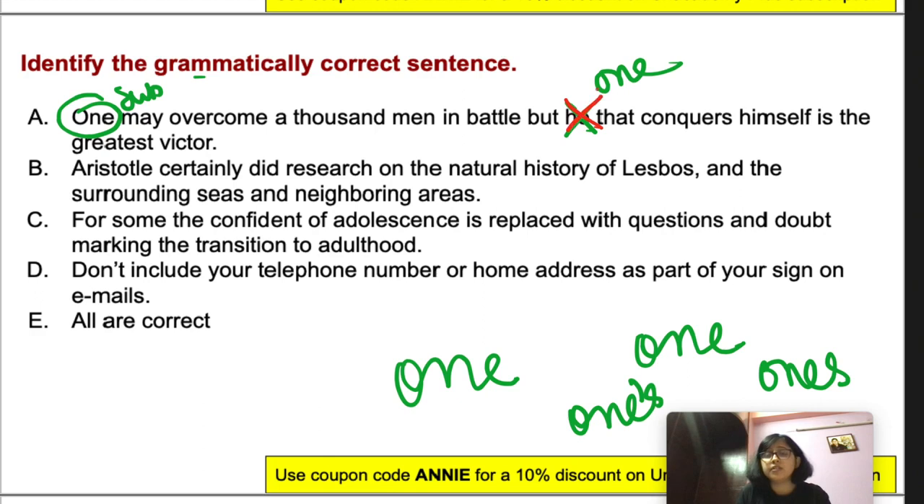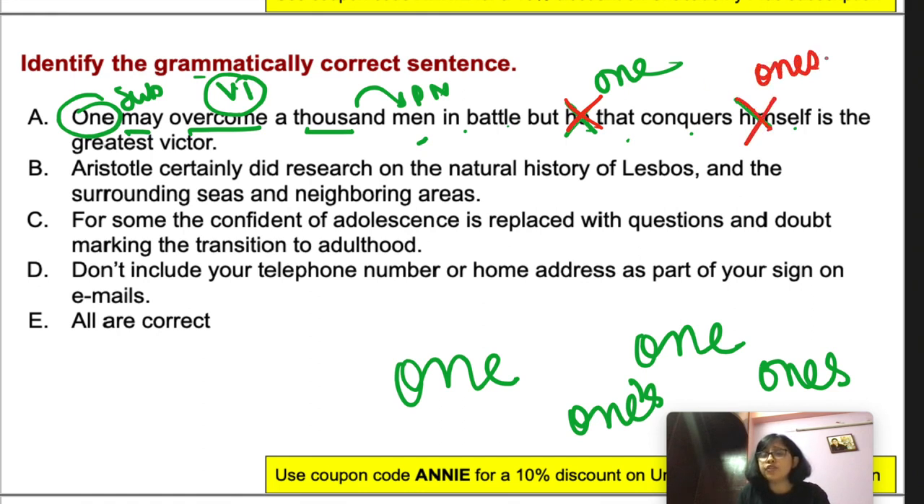Okay, one. One may overcome. May is a modal verb. A modal verb is always followed by the first form of the verb, V1. Correct. 1,000 men: 1,000 plus plural noun, men. Correct. In battle, but one that conquers himself. Again, himself is incorrect.